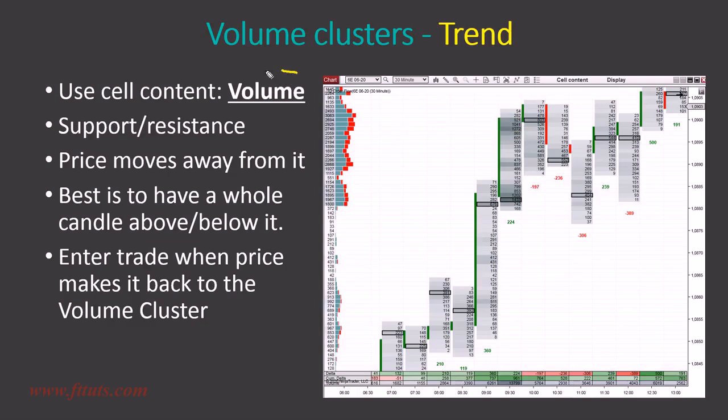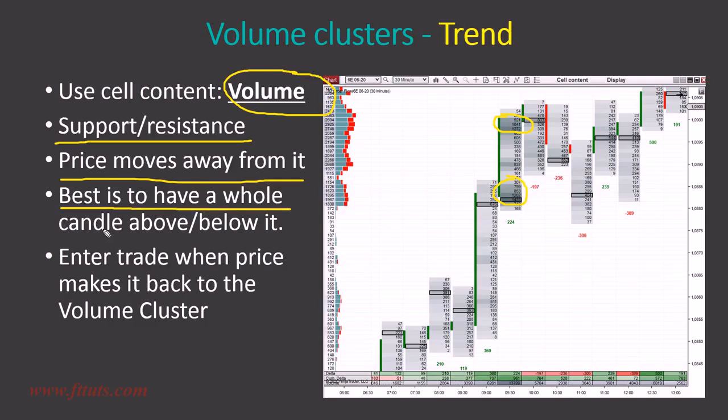Now the reason I use this volume setting is, as you can see, the heavier the volumes, the darker the gray is, like in here or in here. Alright, the heavier the volumes, the darker it gets. And this is the core of the strategy, because you want to follow the dark places, the places where the volumes are heavy. Those are the volume clusters. Now, those volume clusters work as support and resistance zones. What you want to see is price moving away from those zones and then testing them again.